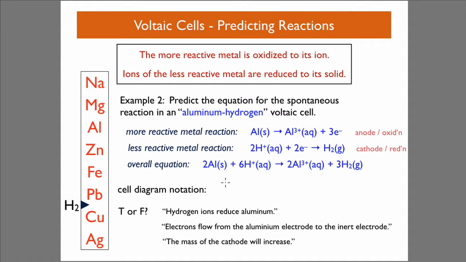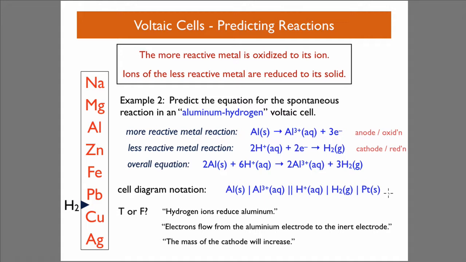The overall reaction, if you balance it out, is as follows. Cell diagram notation. We have the anode on the left hand side as normal, with the aluminium solution. We've got the salt bridge, then we've got this phase boundary of the hydrogen ions and the hydrogen gas, and we've got the cathode over there. Okay, true or false questions. See if you can answer these 3 questions. Press pause and have a go.